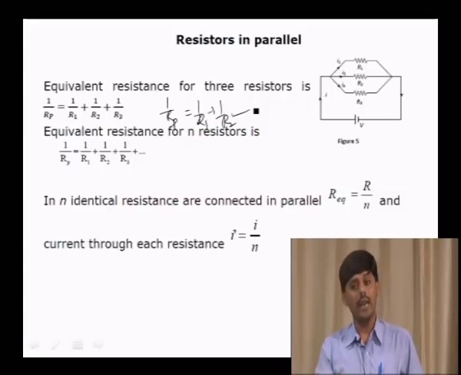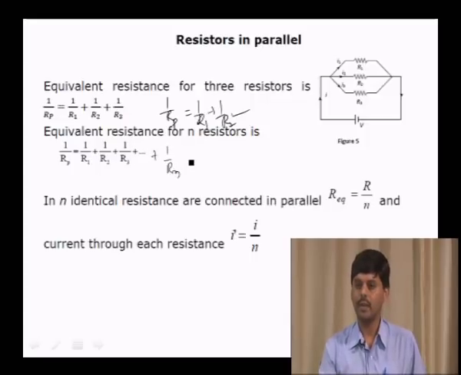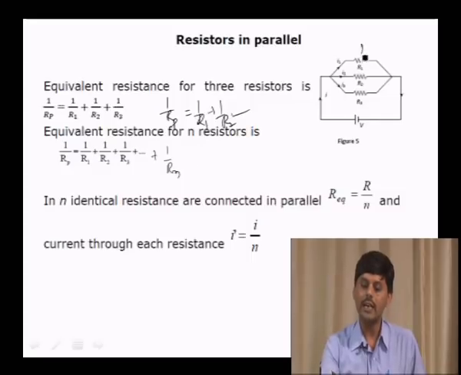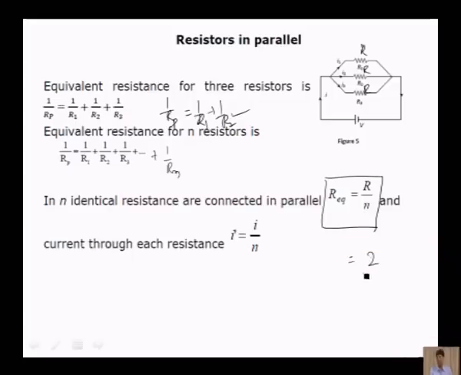If it consists of n number of resistors, then the formula is 1 by Rp is equal to 1 by R1 up to 1 by Rn terms. If all the resistors are equal to R, with n resistors connected in parallel, then the effective resistance is equal to R by n. Suppose you are considering 2 ohm resistors, 10 of them connected in parallel. The value of the resistor is 2, and the number is 10. If you divide 2 by 10, it gives 0.2 ohm, that is the effective resistance.